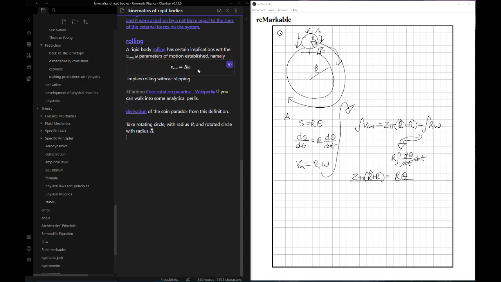So if we divide both sides by 2 pi, based on our circumference relationship, that turns theta into the number of revolutions, basically. And then if we divide both sides by the radius of the small coin, we get the answer that you see elsewhere.